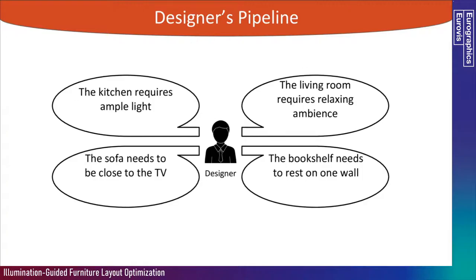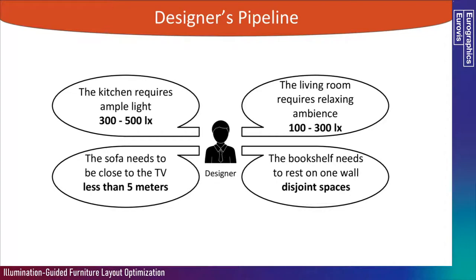In terms of constraints, a designer's thought process looks like this. As we saw earlier, there are many different types of constraints. Most of them can easily be described mathematically. Specifically for lighting, measuring the effectiveness of illumination in terms of task-specific target illuminance or intensity levels is an established procedure for professionals.